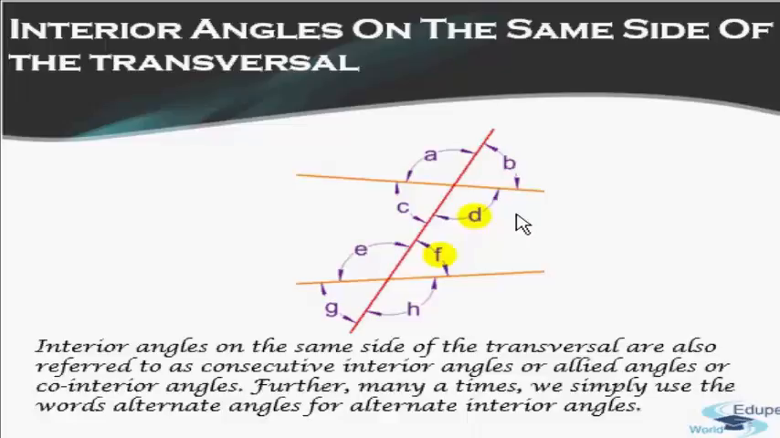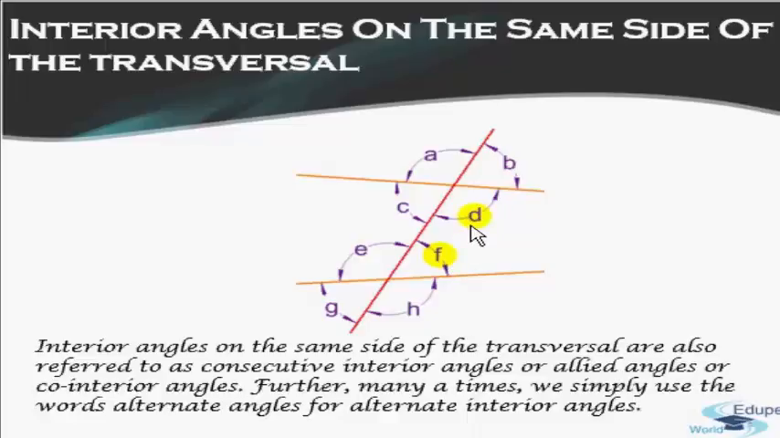Alternate interior angles are on the different side of this red line, which would be D and E. These are on the same side. What property holds for them? The property is that two interior angles which are on the same side of the line are going to make a sum of 180 degrees. That is, D and F are going to make 180 degrees.